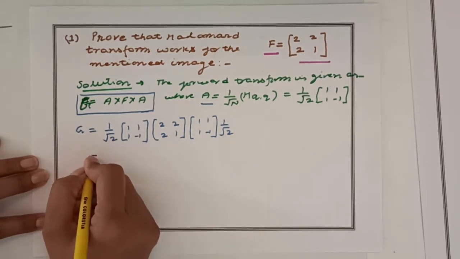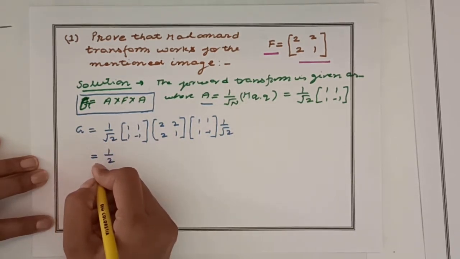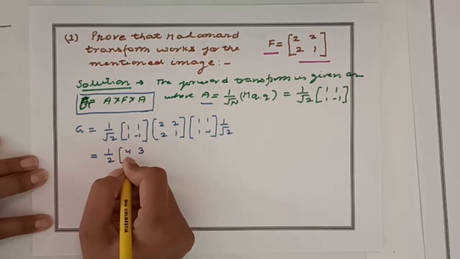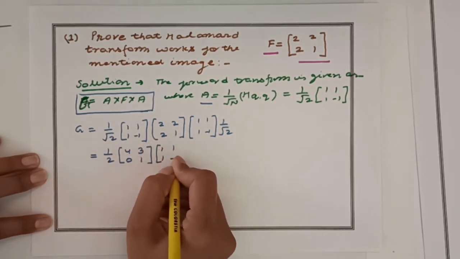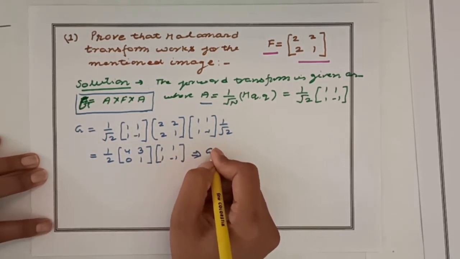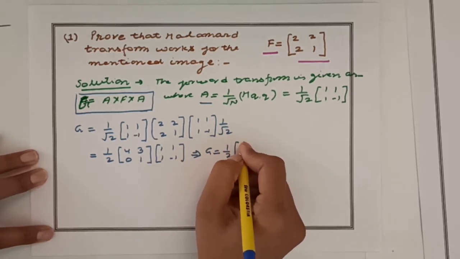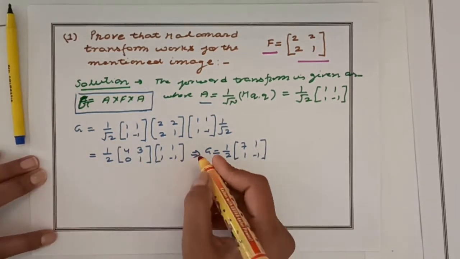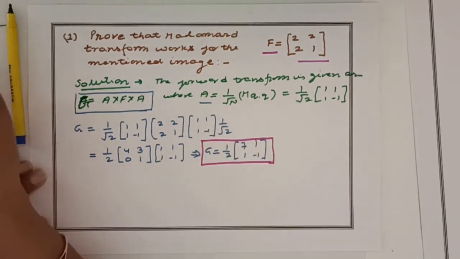If you simplify it, this term 1 by root 2 times 1 by root 2 would be 1 by 2. Now multiply these two matrices. You will be getting [4 3; 0 1] as the elements, times [1 1; 1 minus 1]. If you simplify it further, you will be getting G is 1 upon 2 times [7 1; 1 minus 1]. So this is how the forward transform is calculated.